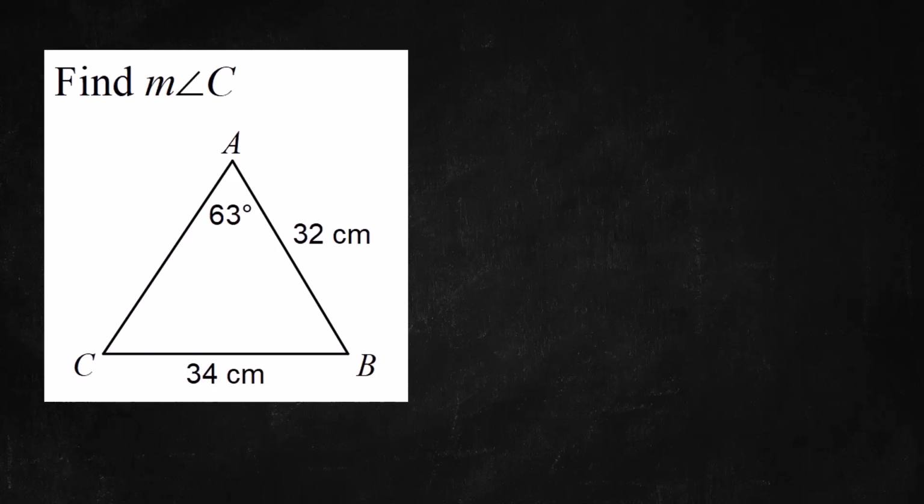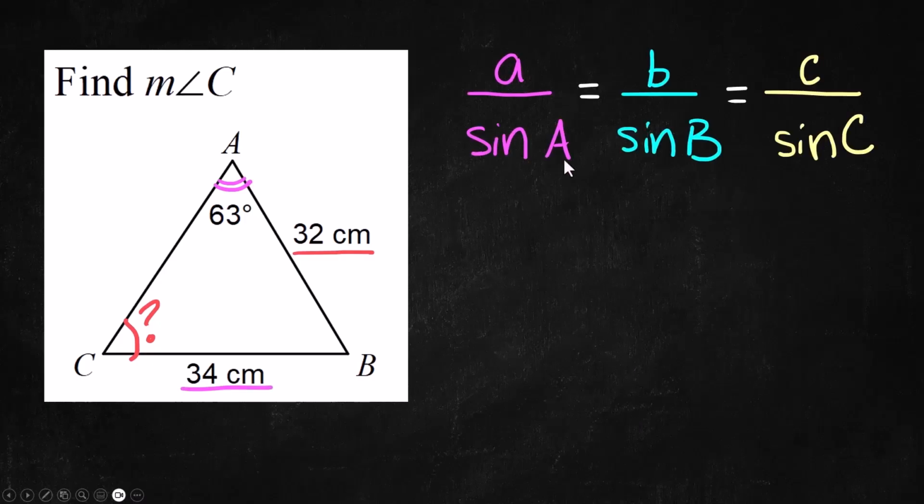This one is not a right triangle, so we need to use law of sines or law of cosines. I need to find angle C, which is this one, and I have the opposite side, but I also have another angle and another side. So I think I'm going to use law of sines. The side over the sine of the angle opposite of it. This ratio holds for all of them, and you don't need all 3. You just need 2. Pick the 2 you have.